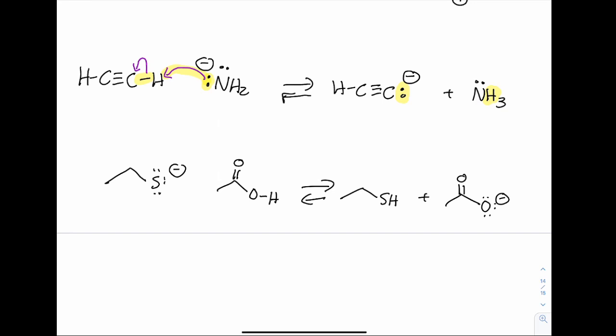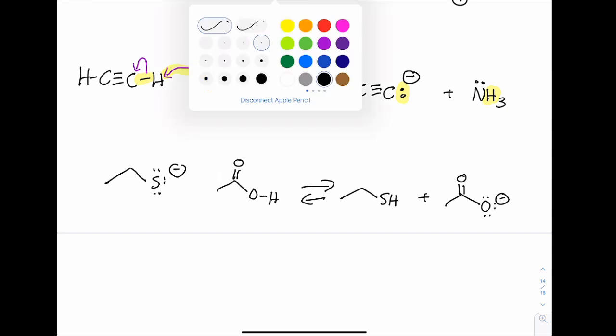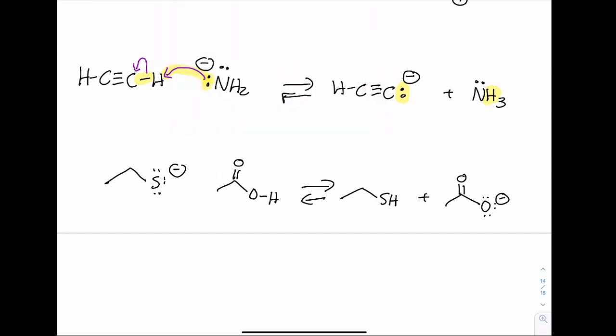Which direction is favored on this one? I think I just gave you the answer. The forward direction is favored, right? This has resonance, this does not. So my conjugate base that has resonance is more stable and more likely to form, right? My electrons are delocalized.